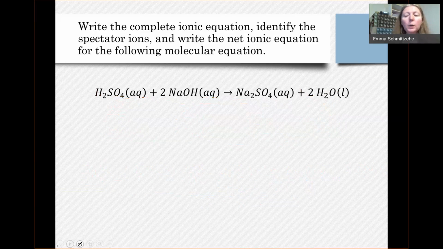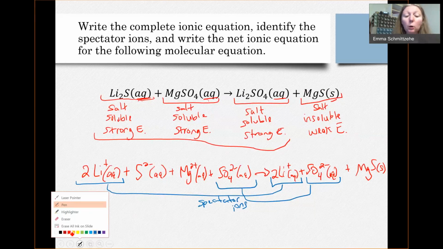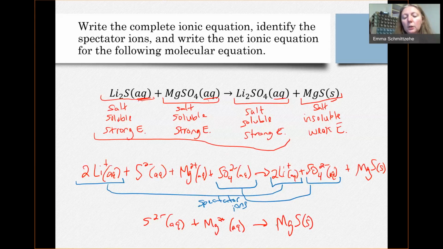And now if we just, let's go back a second here. If we just cancel all those out or erase them, cross them out, whatever remains is the net ionic. So the net ionic would be S2-(aq) plus Mg2+(aq) forming MgS solid. Okay.